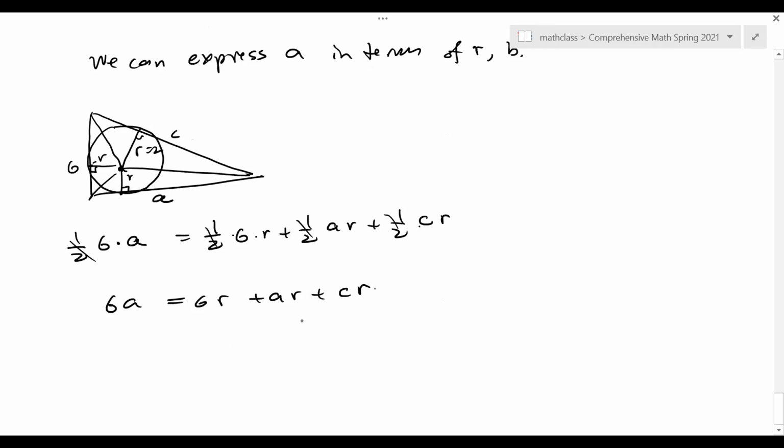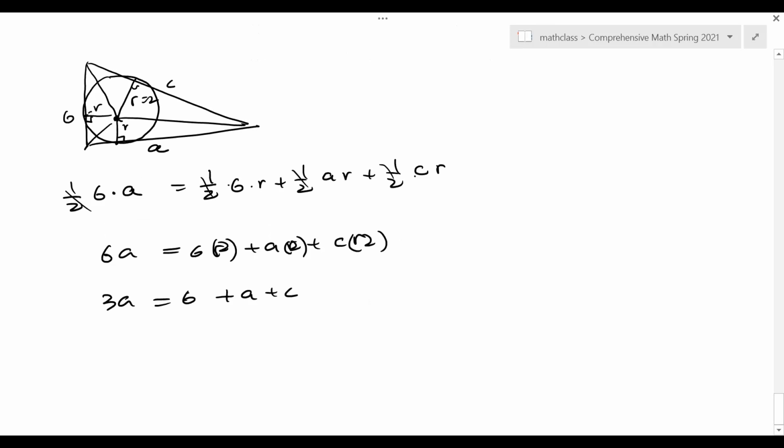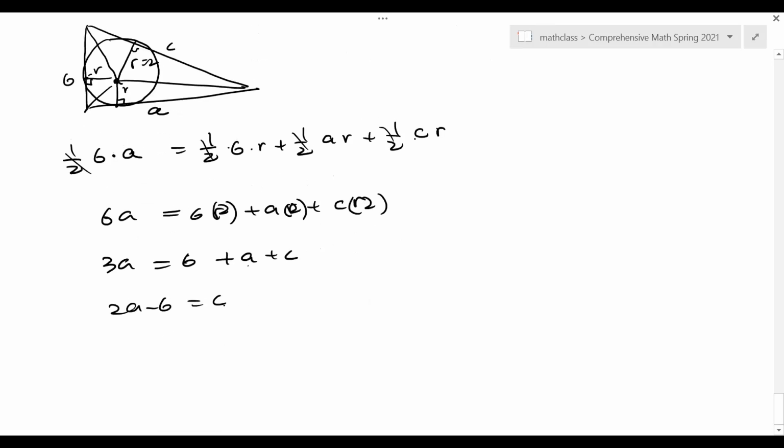Since R is 2, so much easier, right? Dividing both sides by 2, 3A equals 6 plus A plus C. And then you move A to the left, it's 2A minus 6 equals C. But on the other hand, you have the Pythagorean theorem, so C is going to be 2A minus 6.